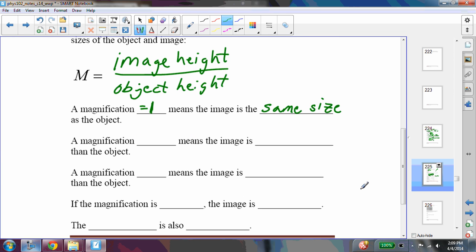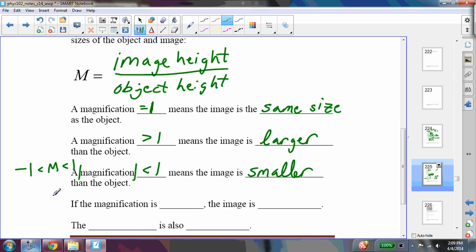A magnification greater than 1 means that the image is larger than the object. And a magnification whose magnitude is less than 1, so my magnification is greater than -1 and less than 1, somewhere between 1 and -1, means that the image is smaller than the object. You'll see why they have this distinction here, because a magnification of, say, -2 is not smaller than the object, even though that magnification is less than 1.